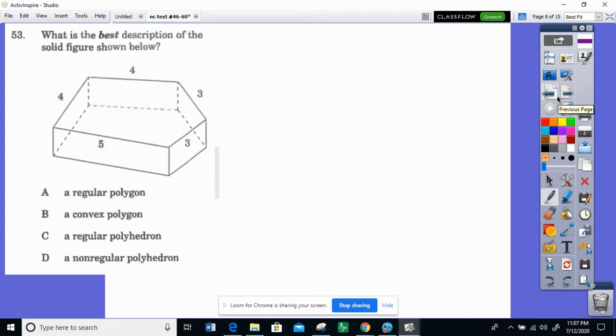Number 53 says, what is the best description of the solid figure shown below? Well, this is a three-dimensional shape, so it's not a polygon. It does not have all the same lengths for all the sides, so it is not regular, so that's why it is answer D, a non-regular polyhedron.